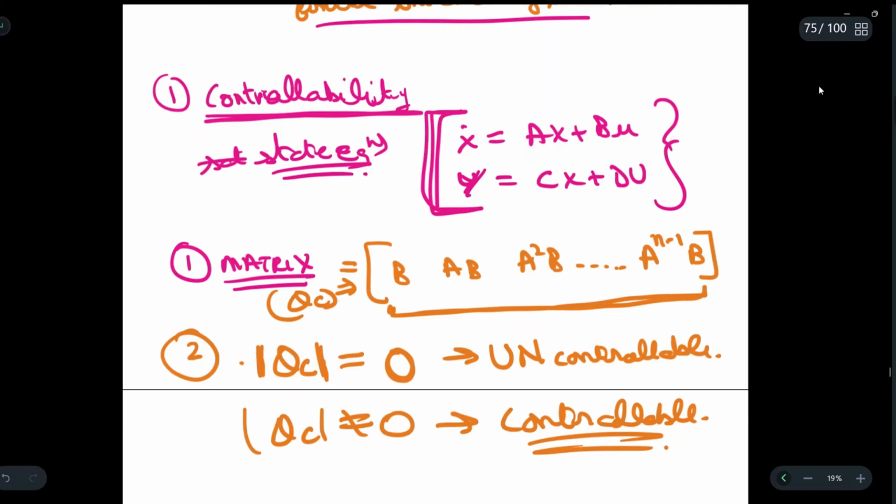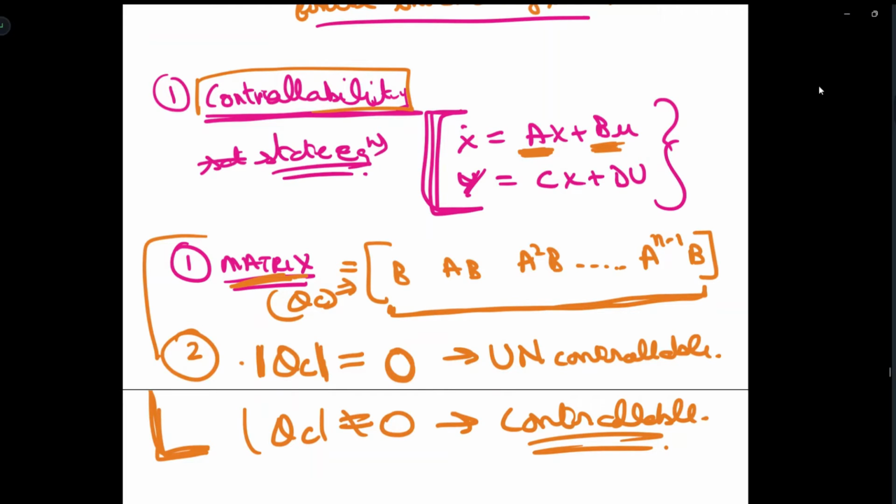So this is the simple trick, or the steps, that we can use in order to find out the controllability of any system that is given to us. The only condition is that we should know what the A matrix is, and we should also know what the B matrix is. Then using the matrix B, AB, A squared B till A to the power n minus 1 B, we can find out whether the system is controllable or not by simply finding the determinant of the matrix.